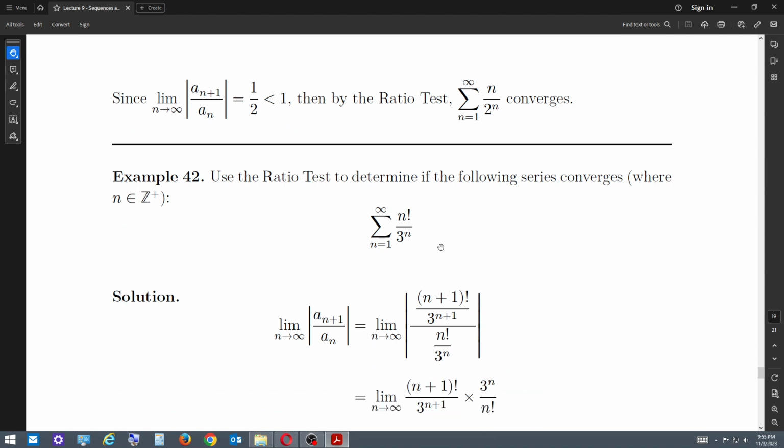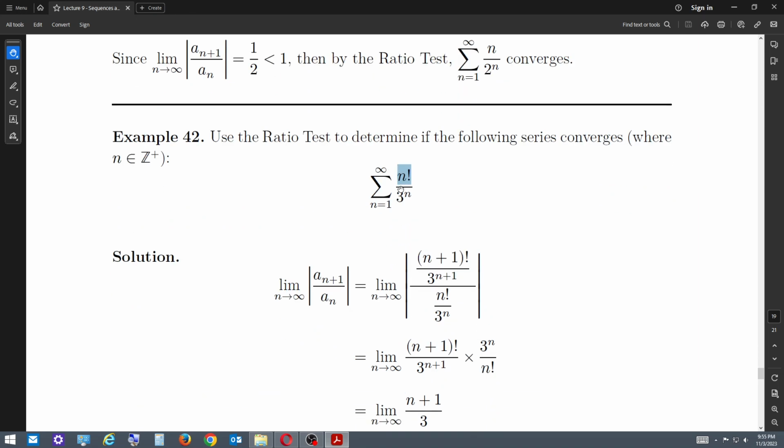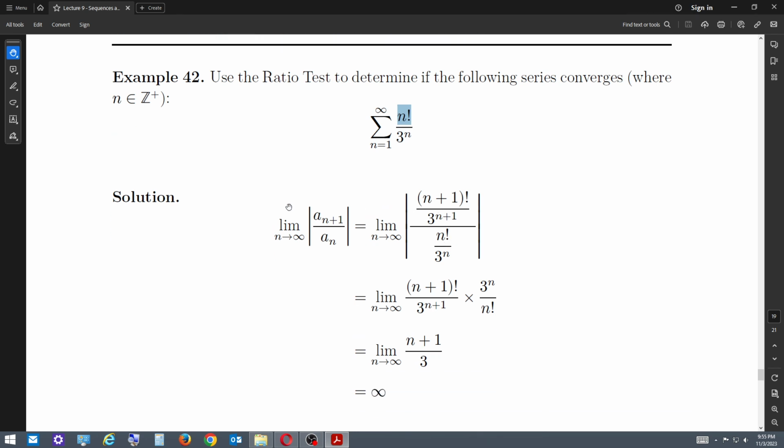Alright, next example. Here we have two things: n in the power and a factorial. Remember, when you see either one of those, you typically need to use the ratio test. So again, we let a_n be n factorial over 3 to the power n. We work out the limit of the absolute value of a_{n+1} over a_n. Everything inside here works out to be positive, so I could drop the absolute value.